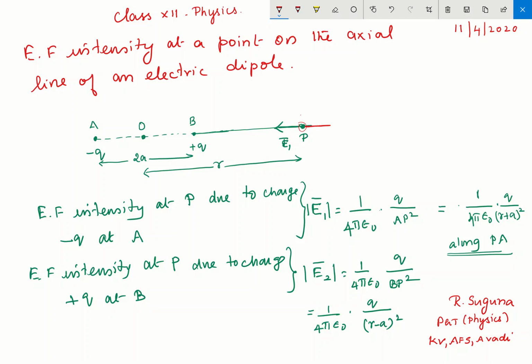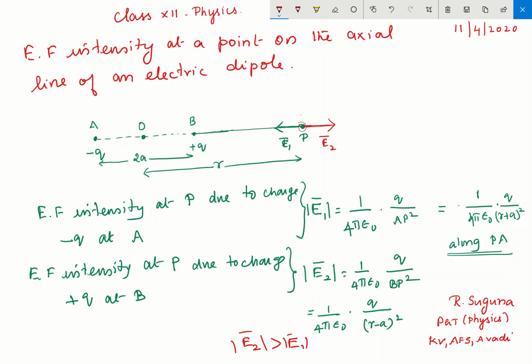And what do you say about the magnitude? Can you compare E1 and E2 here? For E1, the denominator is R plus A the whole square. But for E2, other things are same, it is R minus A the whole square. Therefore, definitely you know very well E2 is larger than E1, correct? Okay, therefore that also you have to show in the diagram. The magnitude is slightly more, correct? Hope you are following.